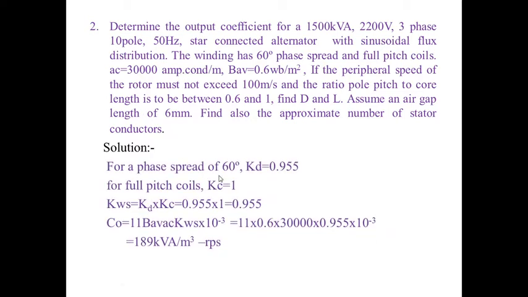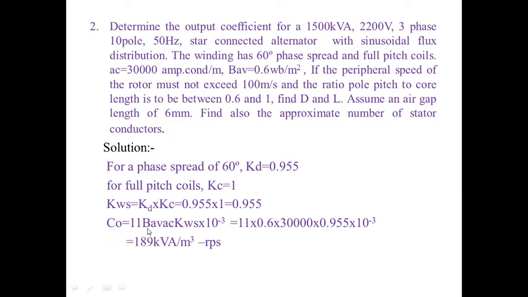For a phase spread of 60 degree, KD value is 0.955. Correct. So if you substitute in the formula sin n alpha by 2 divided by n sin alpha by 2, you will be getting for a 60 degree phase spread, distribution factor is 0.955. It is given as a full pitch coil, that is Kc equal to 1. So stator winding factor is equal to product of distribution factor and full pitch factor, that is Kc into Kd. So 0.955 into 1, you will be getting 0.955.